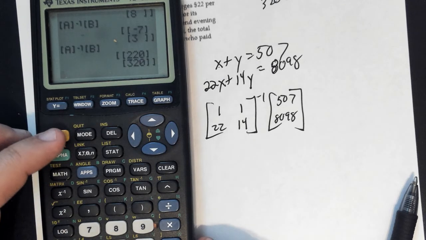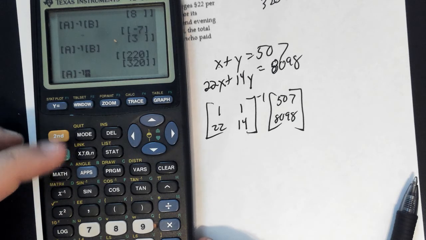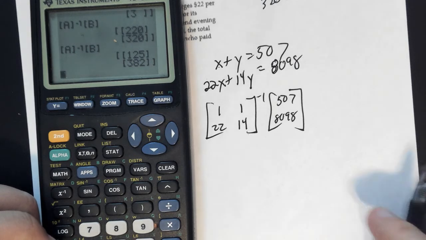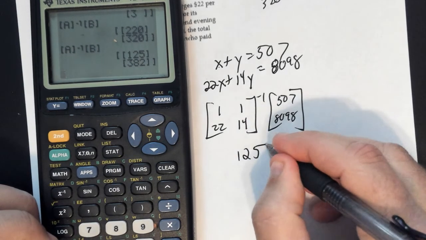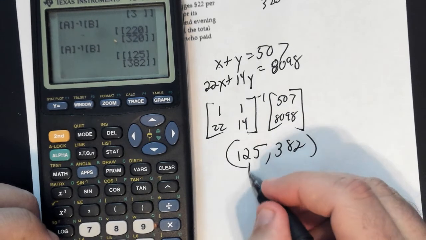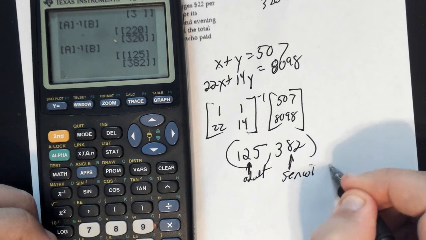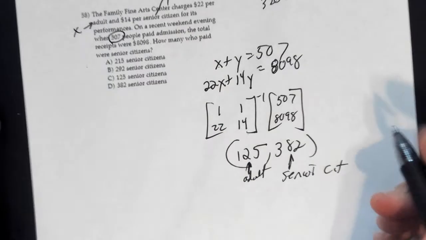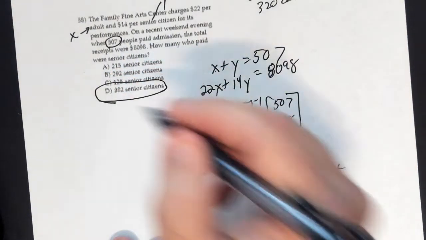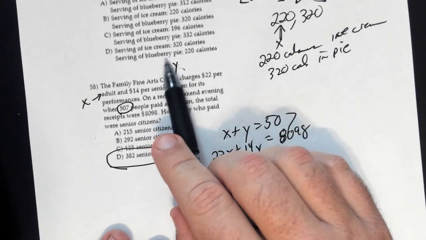Alright, so we're going to get out of that. We're going to do matrix A times matrix B. We hit that and we get 125, 382. That's my ordered pair where they cross. This number is adults. This is senior citizens. So to answer the question, 382 senior citizens. Answer is D.